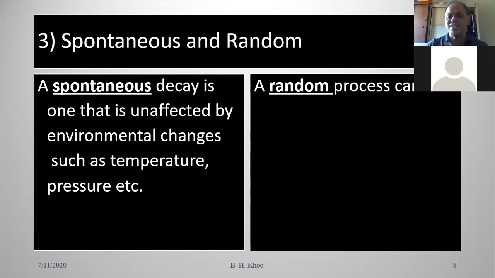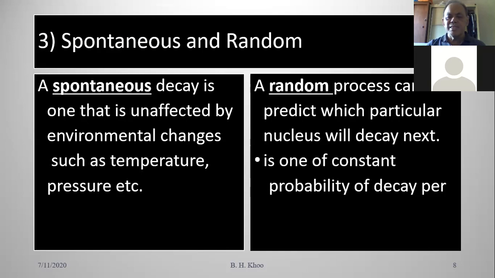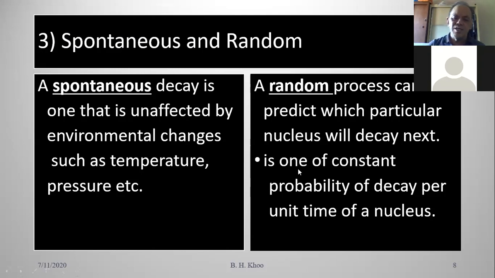That's a drastic condition. What is random? The process cannot be predicted. You cannot predict which particular nucleus will decay next. Right? Usually, you have to look at the marks, and Cambridge will want you to say it is one of constant probability of decay per unit time of a nucleus. Right? We come into that later on in the lecture.